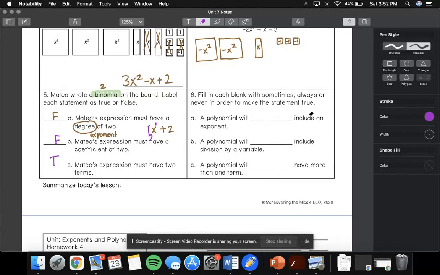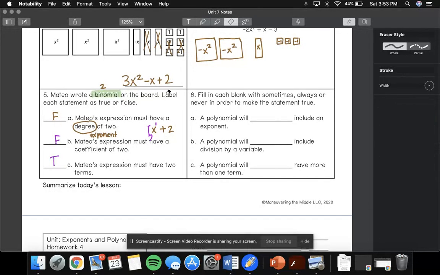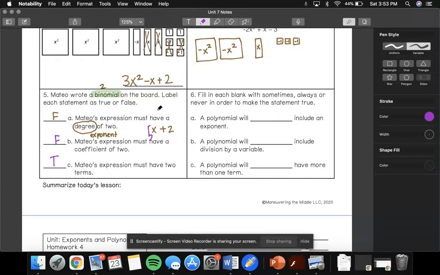Number 6, fill in the blank with sometimes, always, or never in order to make the statement true. Okay. A polynomial will blank include an exponent. Okay. So a lot of the times polynomials do include exponents, but that does not necessarily mean it always has to. Like this example right here, if I erase the exponent of a 1, this is still considered a polynomial, but there's no real exponents to it. Also, regular constants are considered a polynomial. So while most of the time at this point it will, we cannot assume it always will. So sometimes it'll include an exponent, but it doesn't always.